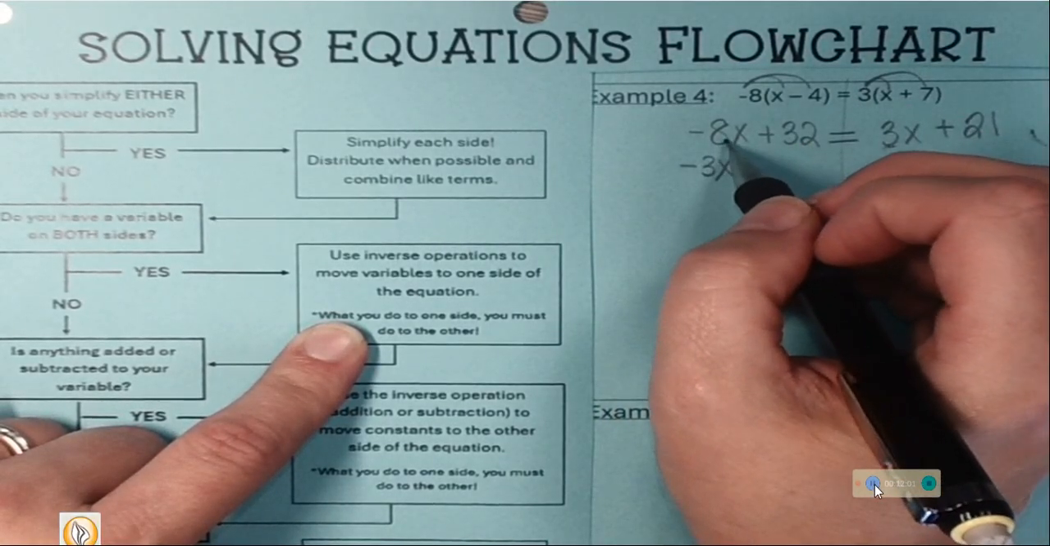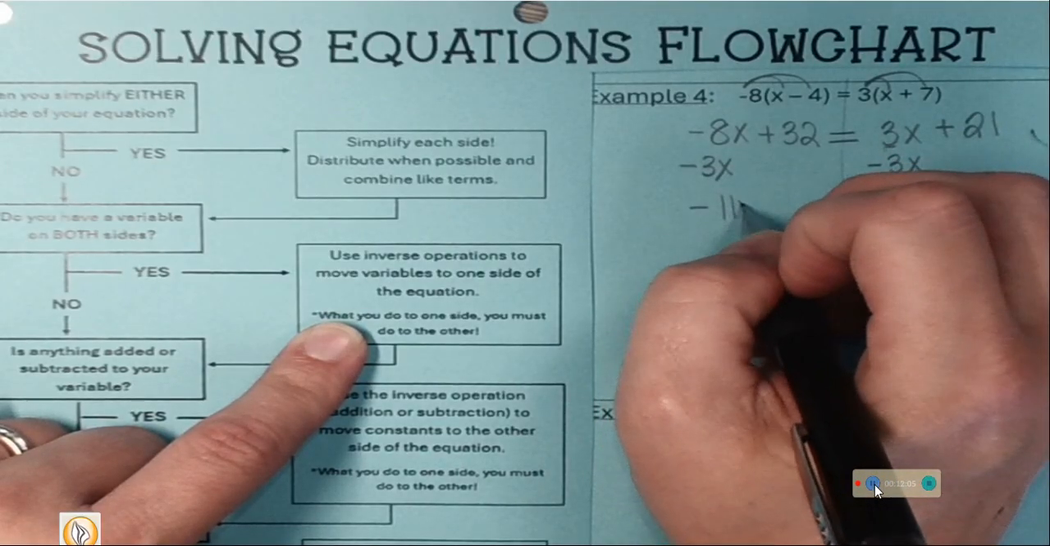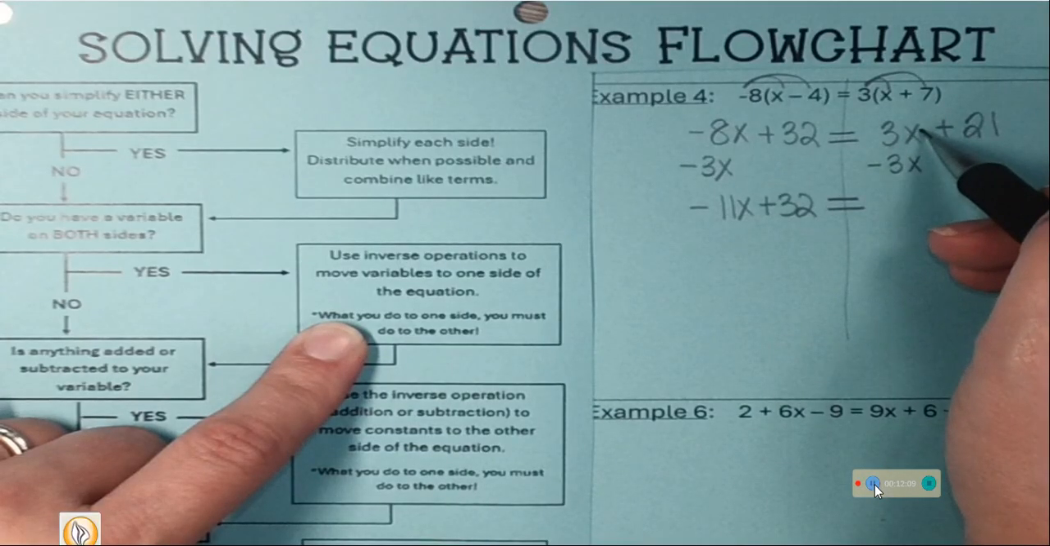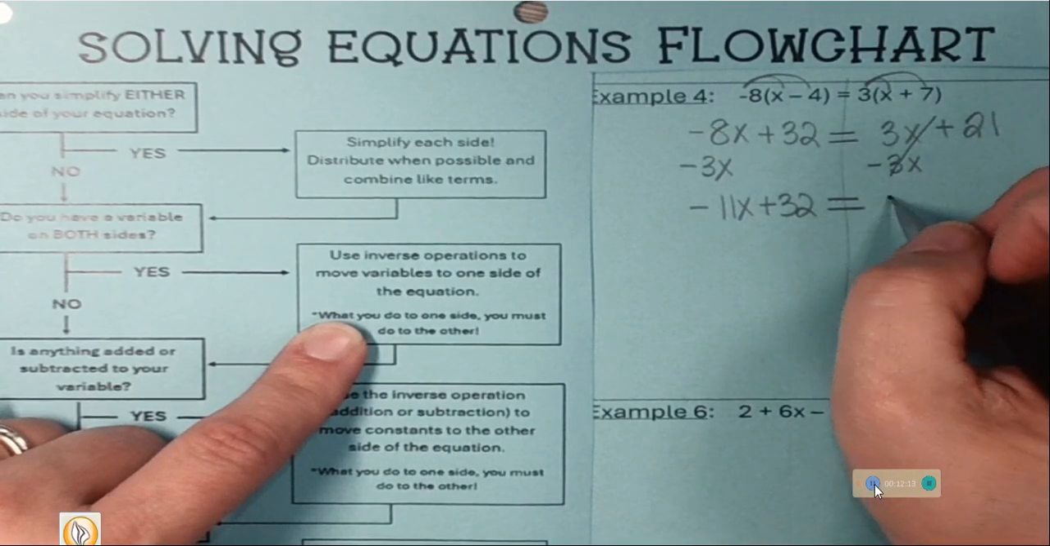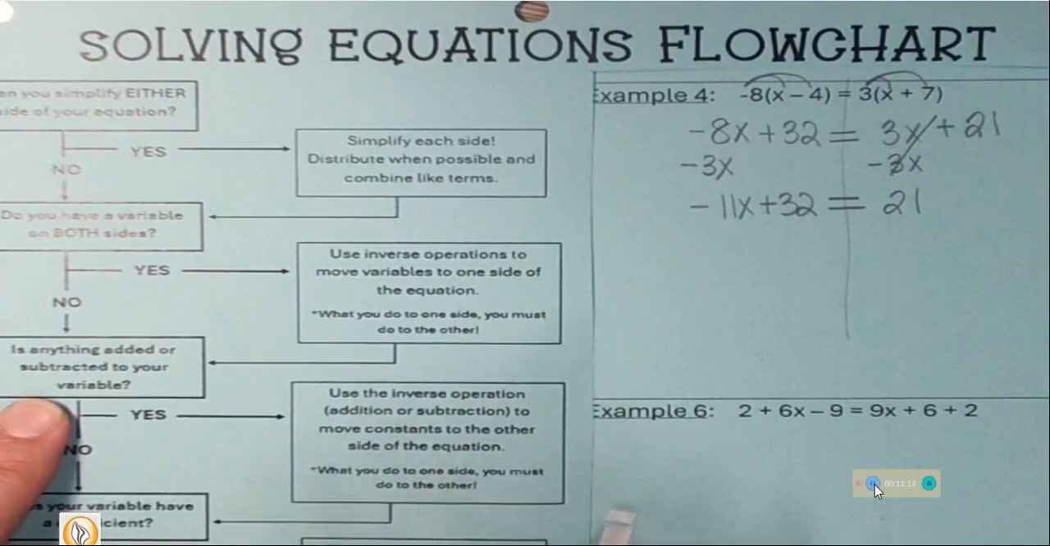What is negative 8x minus 3 more? Negative 11x. I'm going to bring down plus 32. Now let me finish out this side. What's 3x minus 3x? Gone. That brings down to 21.